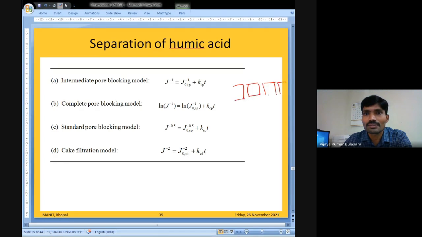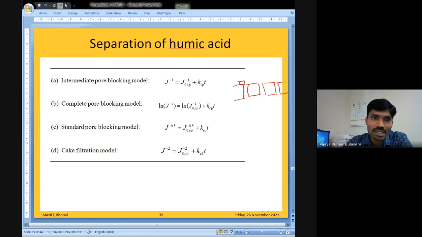So these pores are blocked partially by these solute particles, and hence effectively the pore size decreases. That causes a reduction in the permeate flux. So if the data yields a fit where J inverse versus time gives a straight line, then this assumption, that pores are partially blocked by the solute particles, will be correct.